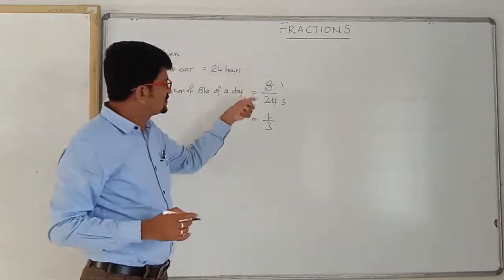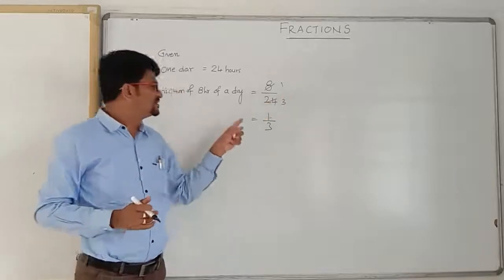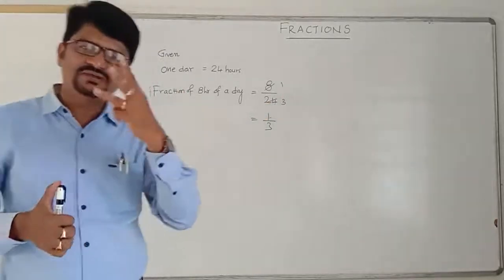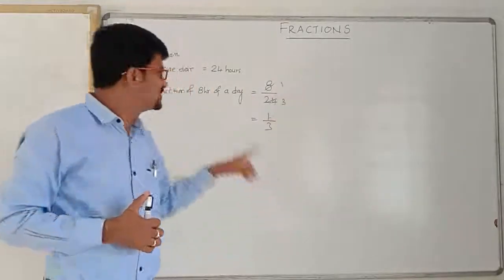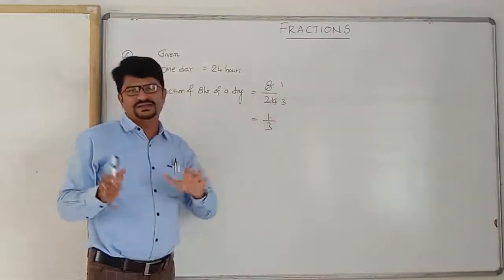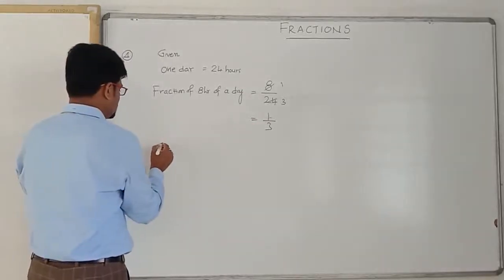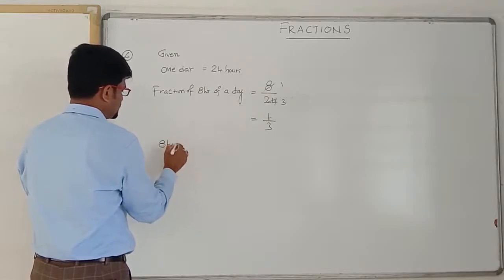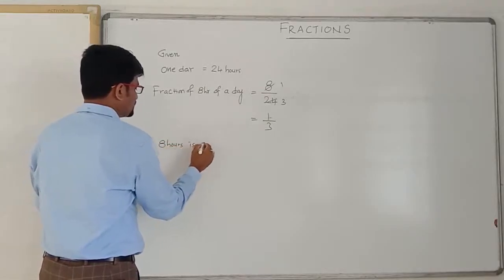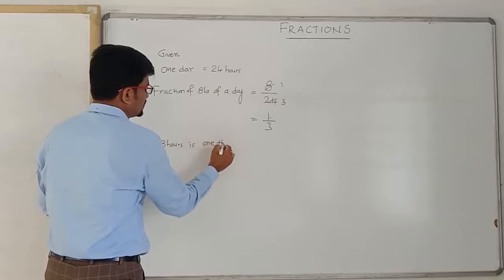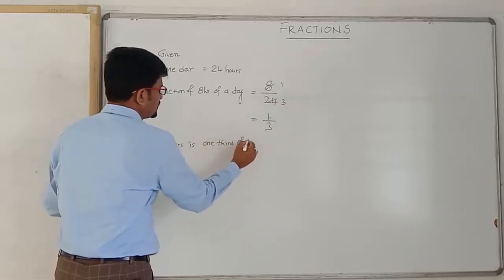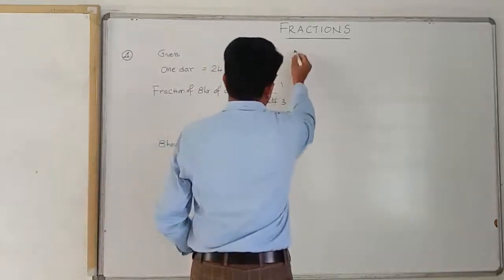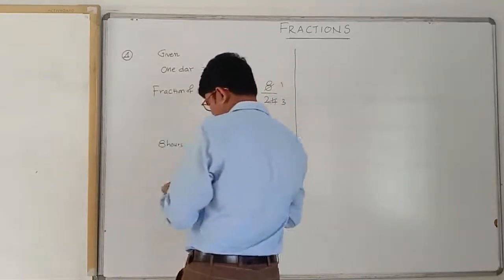children, afterwards I will tell you the simplification of fractions. So the fraction is 1/3. So a day is divided into 3 parts: 8 hours, 8 hours, 8 hours. 8 hours is 1/3 of the day. Am I right, children? Now, one more question I'll solve here.